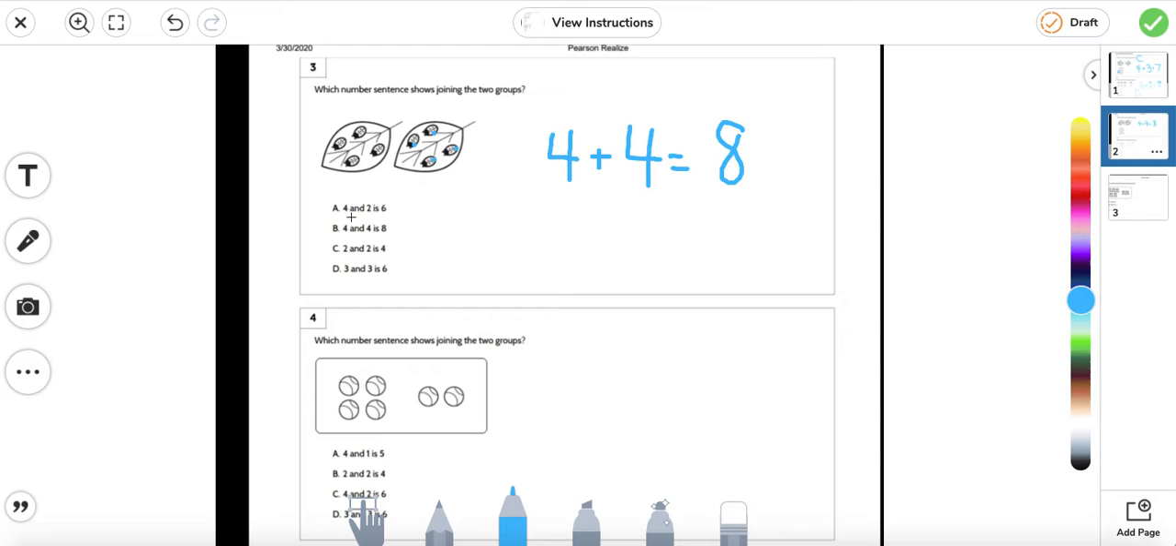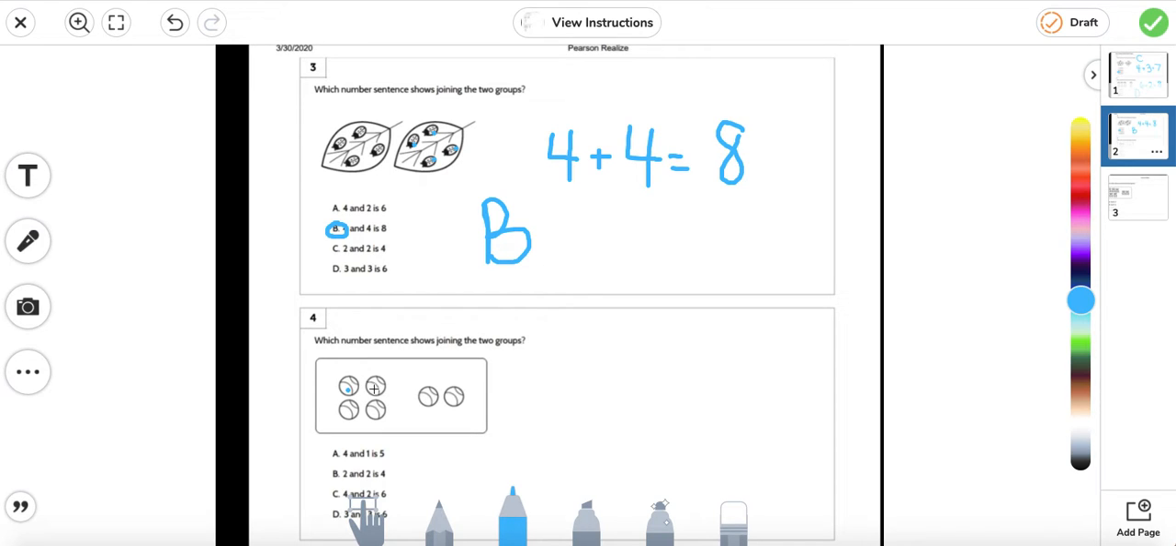So let's see which of our answers matches our equation. 4 and 2 is 6. These two numbers are different. 4 and 4 is 8. Yes, it matches. So our answer is letter B.